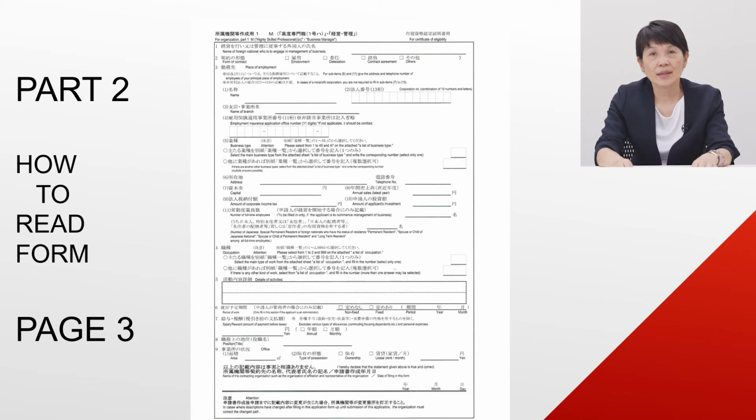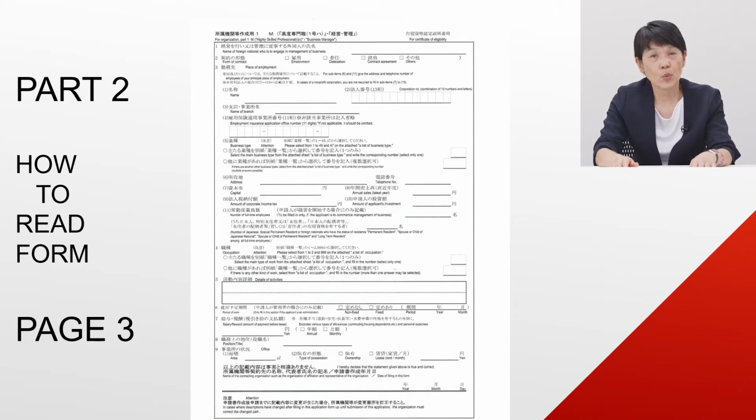At 5, details of activities. You fill out what activities you are going to engage in. Please remember, a Japanese visa is granted based on activities. Activity is a keyword for approval. For example, if you manage and operate ABC Corporation, you fill out like this: manage and operate ABC Corporation.